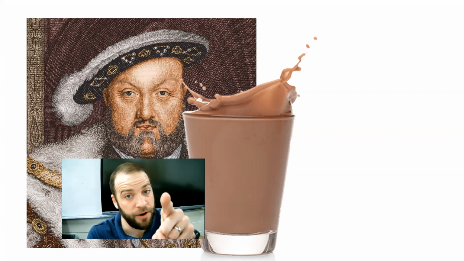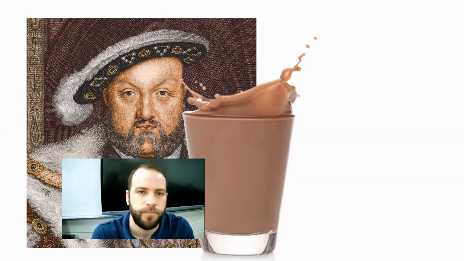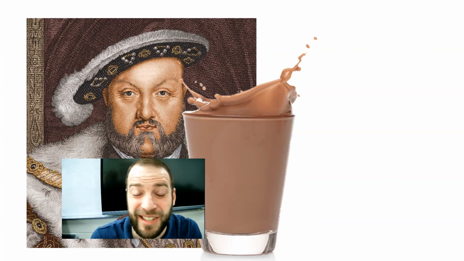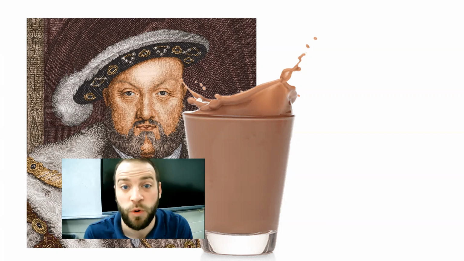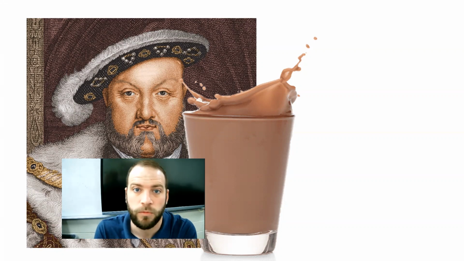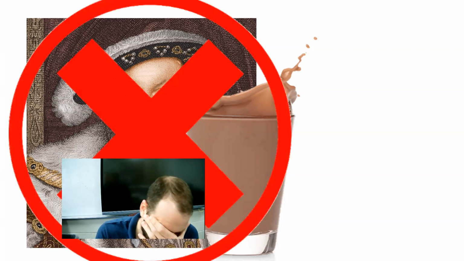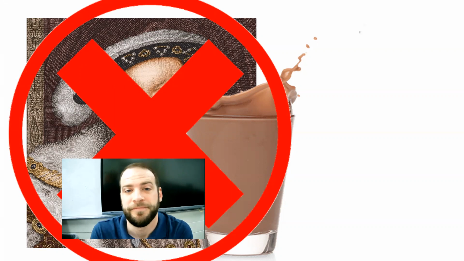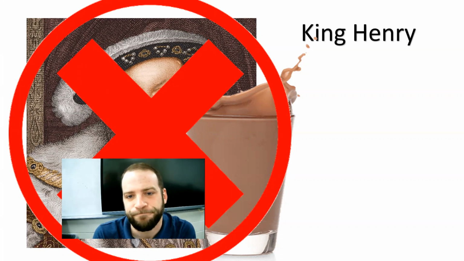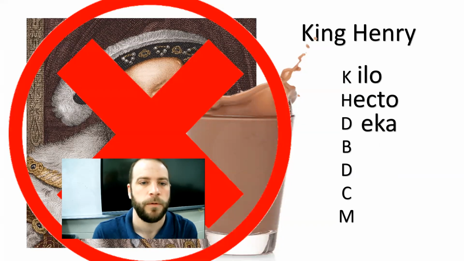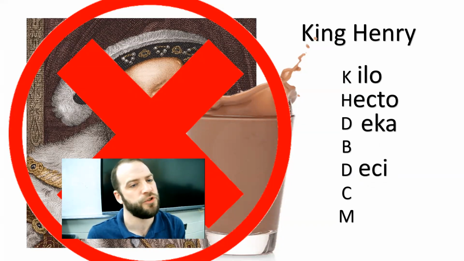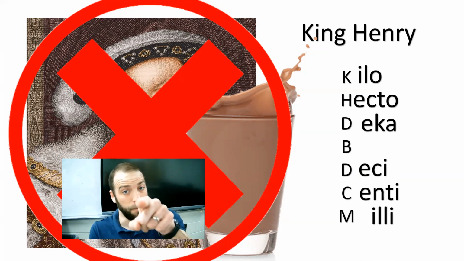However, ladies and gentlemen, King Henry did leave us with something. He left us with a saying. And this saying helps us with measurement, helps us with conversion. Check it out. King Henry died by drinking chocolate milk. He did. And it helps us with mathematics.